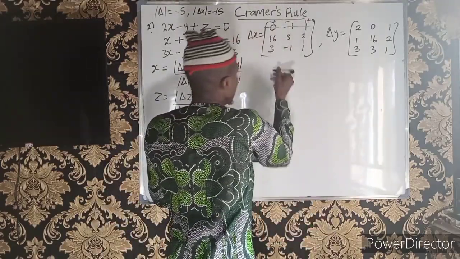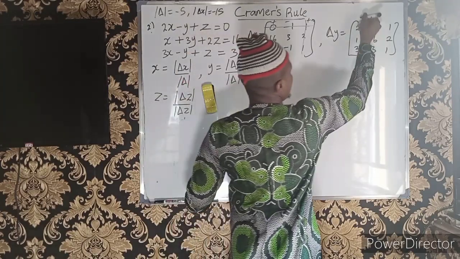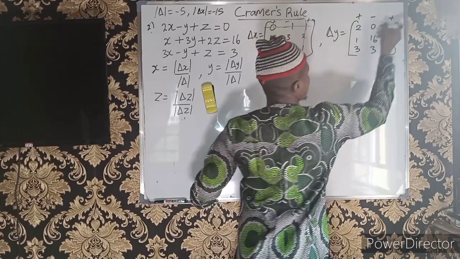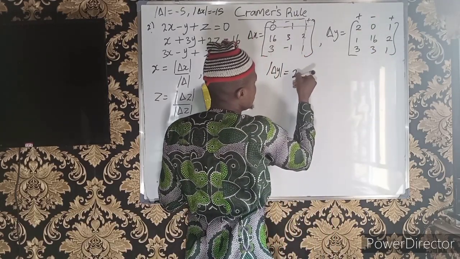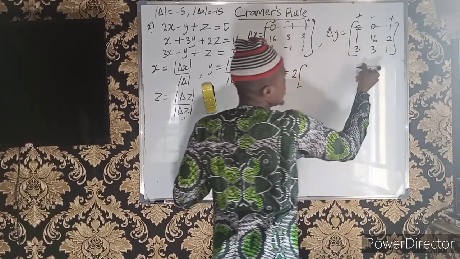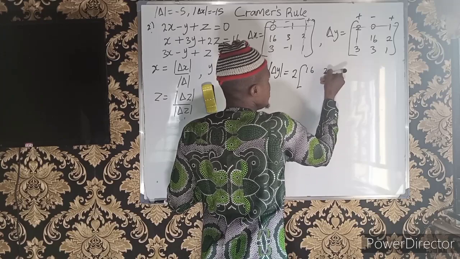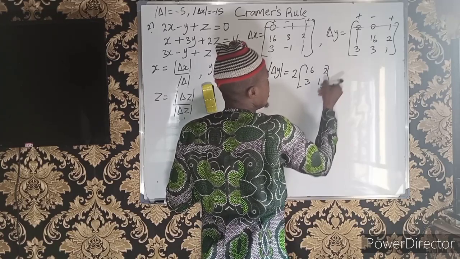Okay, so now the determinant of change in y will be, you put plus, minus, and plus. I will take the first one, 2, and form the matrix. I will delete everything in the same row and in the same column. I'll have 16, 2, 3, and 1.